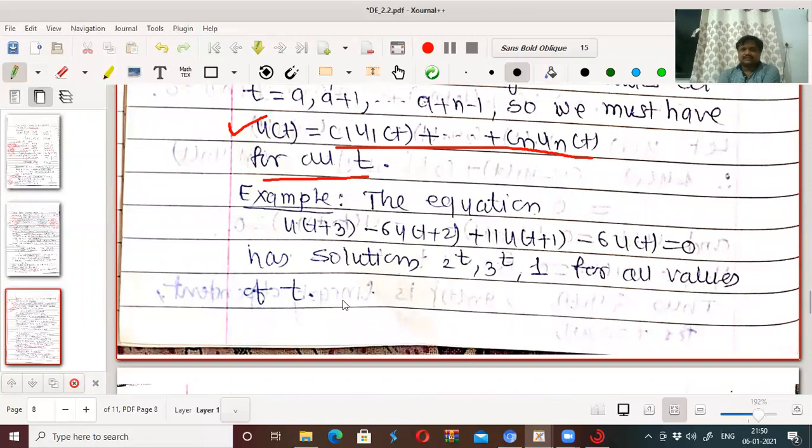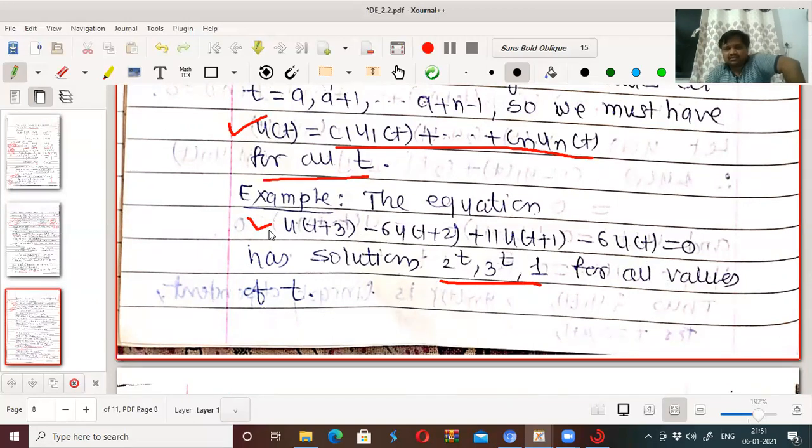Okay. For example, the equation u(t+3) - 6 u(t+2) + 11 u(t+1) - 6 u(t) = 0 has solutions 2 to the power t, 3 to the power t, 1 for all values of t. Yet we have not described any method which solves the general linear difference equation. Now, what is the example here? We have to show that these three are solutions of this equation.